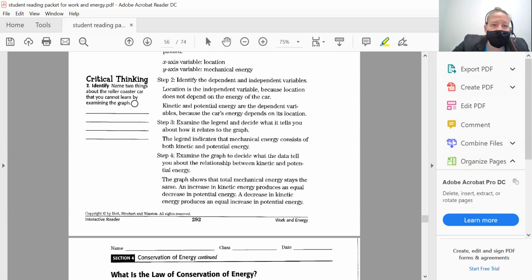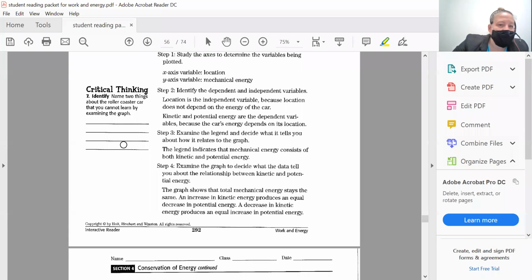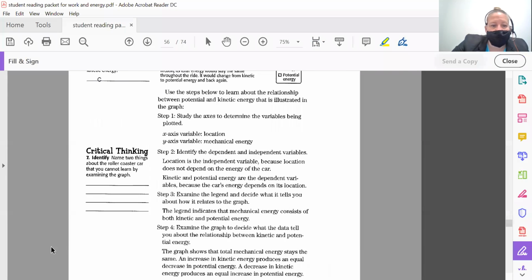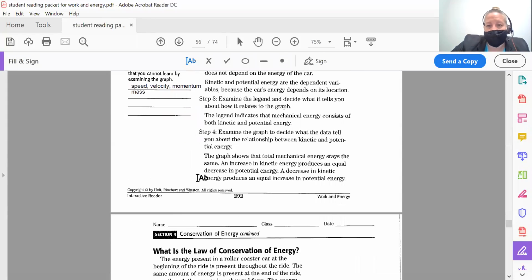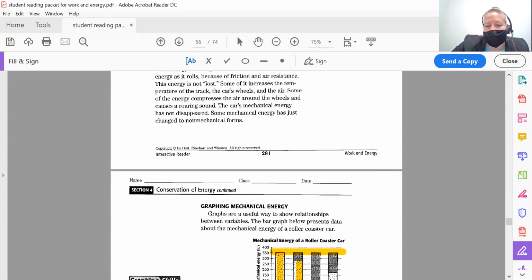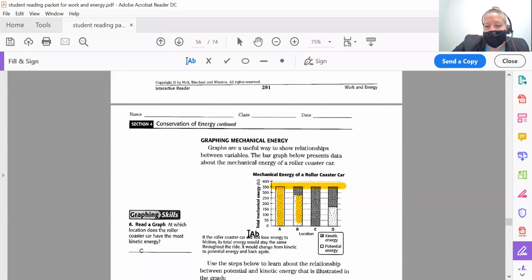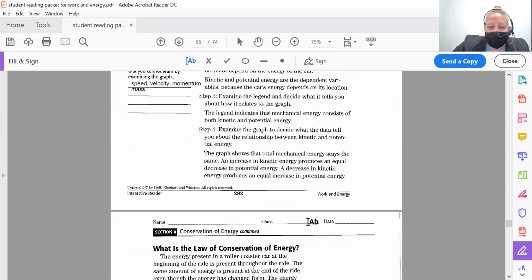Name 2 things about the roller coaster car that you cannot learn by examining the graph. Okay, so there's a lot of them. We don't know the speed, right? We don't know velocity. You will not know momentum. Let's see. You don't know mass. You don't know a lot of different things with this kind of graph. This just shows you a relationship between the total energy, potential energy, and kinetic energy, okay?